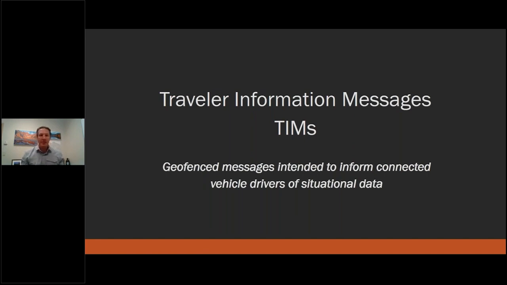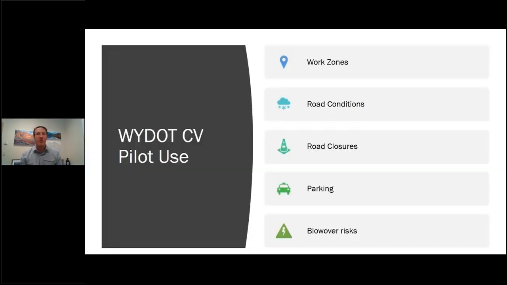Geofenced essentially means that a traveler information message applies to one section of road. So as you enter a particular section of road, say it starts on mile marker 43 and goes to mile marker 53, you're going to receive this message that you've got snow conditions or icy road conditions. What the WYDOT Connected Vehicle Pilot Project is using it for is work zones, road conditions, road closures, parking, and blowover risks. This is only a subset of what WYDOT's using it for and what we can apply for any state.